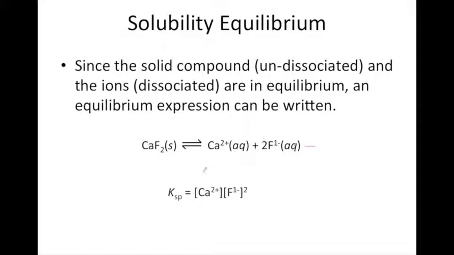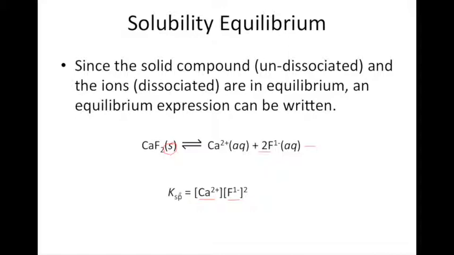So it should look something like this. Let's say this is Kc, because that's our equilibrium constant. We'll mention the sp in a second. Kc is equal to the concentration of our products divided by the concentration of our reactants. But remember, anything in the solid phase we leave out of our equilibrium expression. So the equilibrium constant is equal to the concentration of calcium times the concentration of fluoride, squared, since we have a 2 coefficient here.